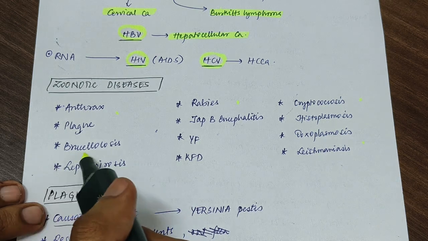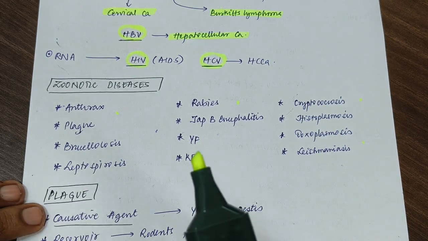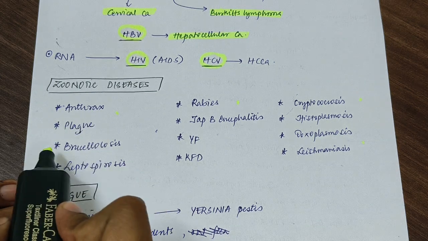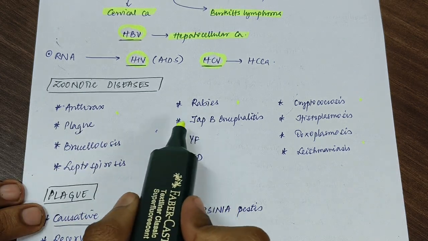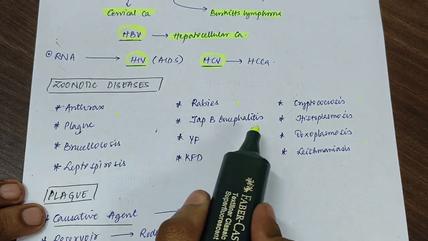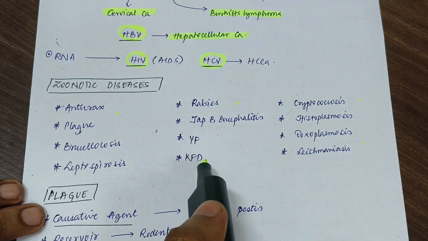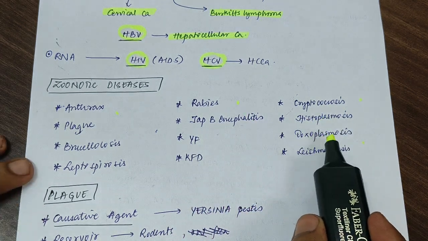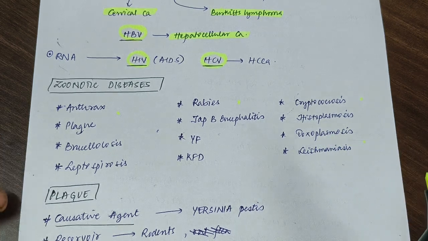Anthrax, plague, brucella and leptospira, these are all diseases of zoonosis. Anthrax, plague, brucellosis, leptospirosis. Then rabies, Japanese encephalitis, yellow fever, Kyasanur Forest disease, then cryptococcosis, histoplasmosis, toxoplasmosis, leishmaniasis are the zoonotic diseases.